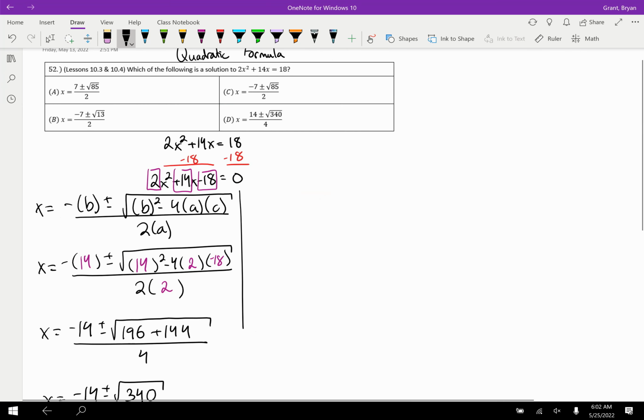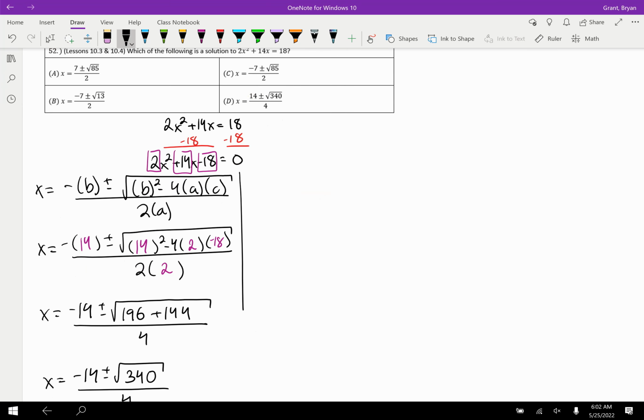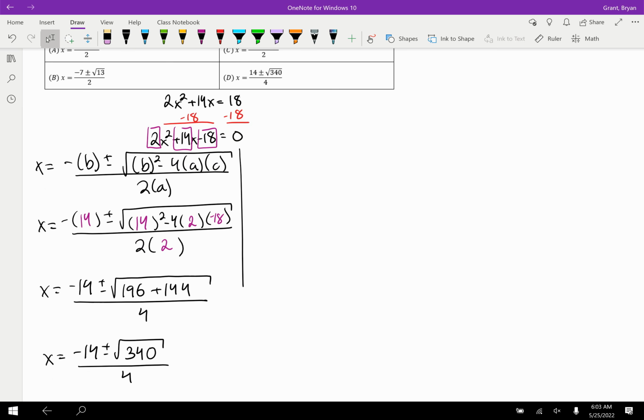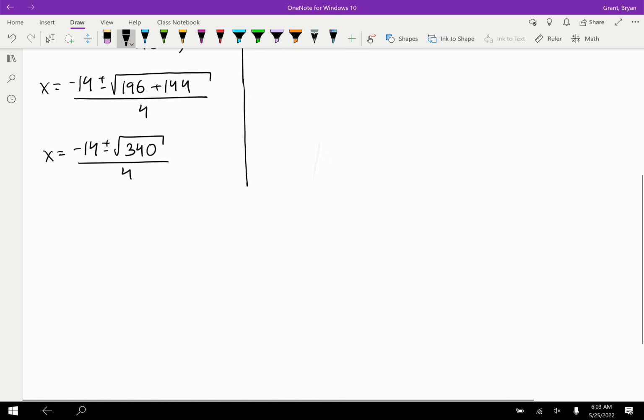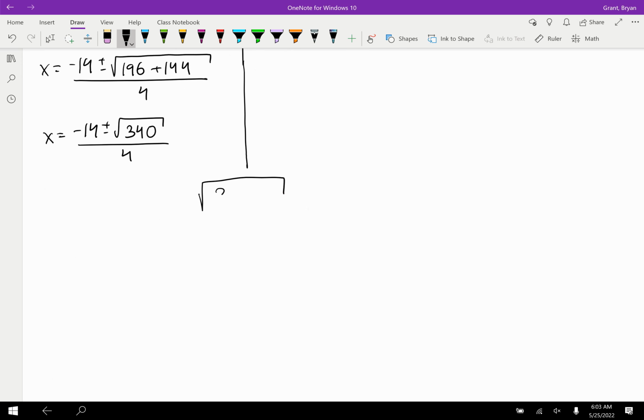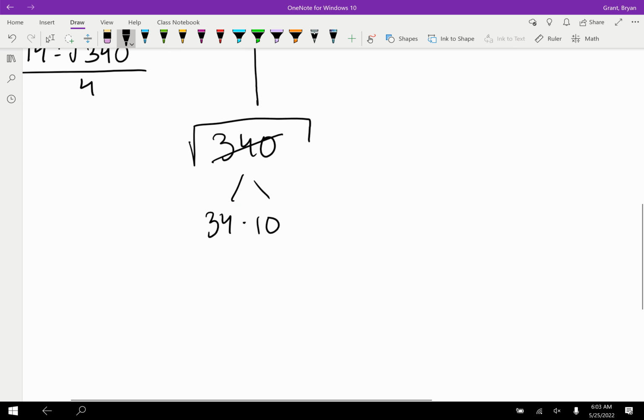Well, looking up here, I see, oh, look, they're trying to trick you. I see a positive 14, but not a negative 14. So I don't think this matches any of our answers yet. What are we going to have to do? Well, we're going to have to break down the square root of 340. Breaking down the square root of 340 might look pretty intimidating. However, we can quickly break this down because of the 0. We know 34 times 10 makes 340. 10 is 5 and 2. 34 is going to be 2 and 17. And I think that's as nice as that gets, huh?